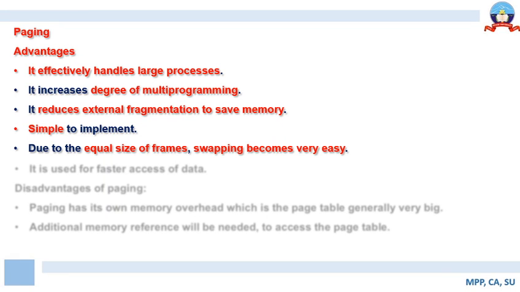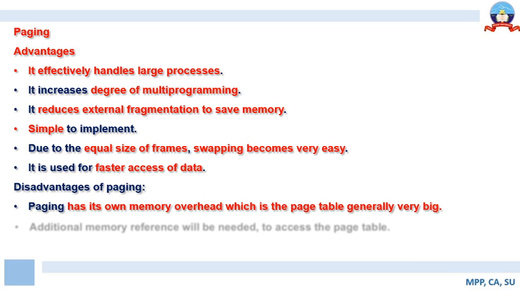Due to equal size of frames, swapping becomes very easy. So the movement of frames to and from the main memory becomes very easy, because in paging the pages are of the same size, and it allows for faster access of data. So these are some of the notable advantages of paging. Now let us discuss some of the disadvantages of paging.